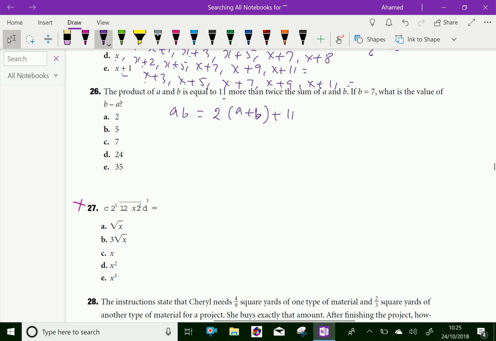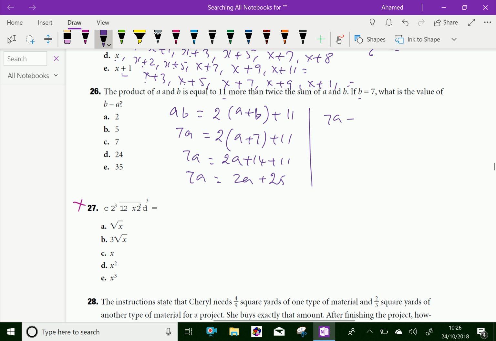Here already the B value is given, so B is 7, that is AB is 7A, 2 into B is 7, that is A plus 7 plus 11. So 7A equal 2A plus 14 plus 11, that is 7A equal 2A plus 25. Therefore 7A minus 2A equal 25, that is 5A equal 25, A equal 25 over 5, that is 5.